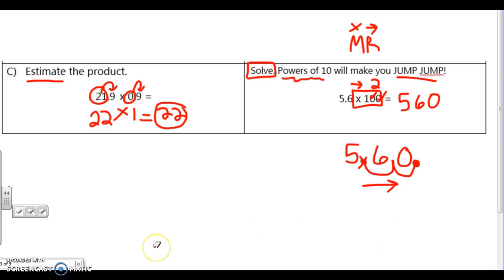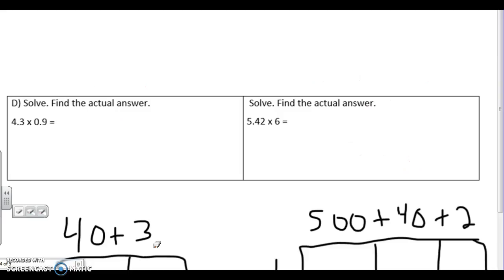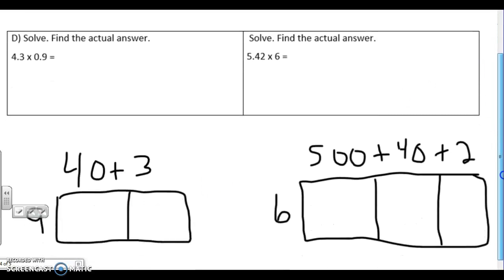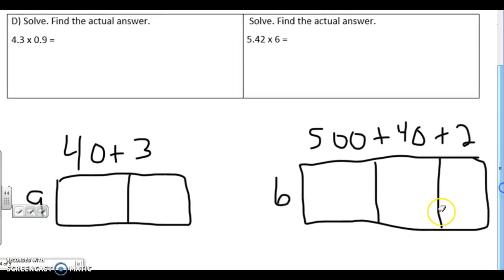Go ahead and pause, and then we're going to work on the next 2 for letter D. We're no longer estimating. We are now solving. All right, so go ahead and pause if you haven't already and work on those. And let's go over those answers. All right, so it says solve, find the actual answer. So first thing we're going to do is play pretend. We are going to pretend this is simply 43 times 9.